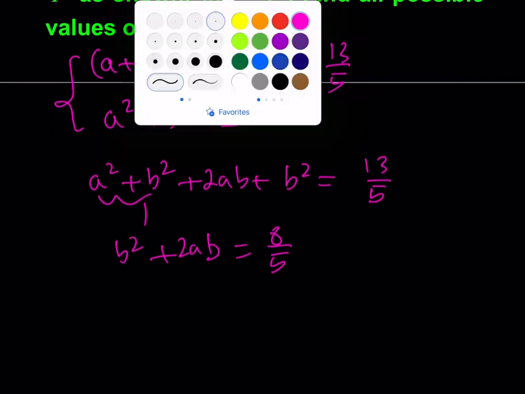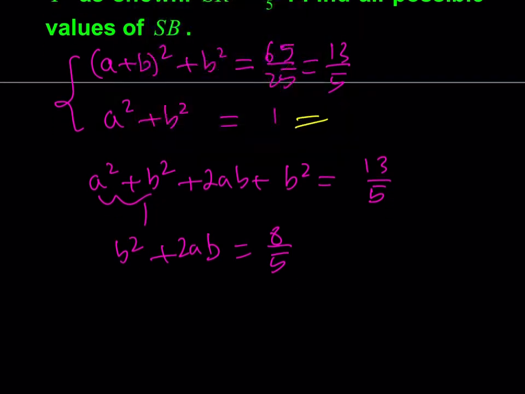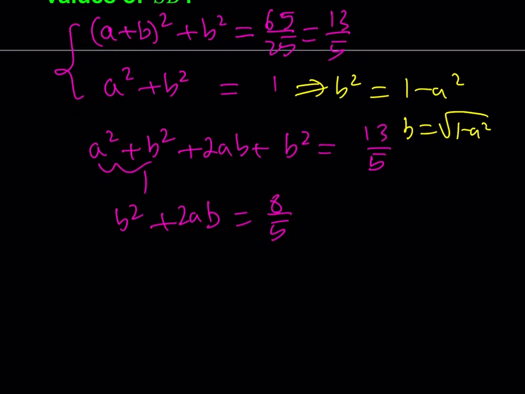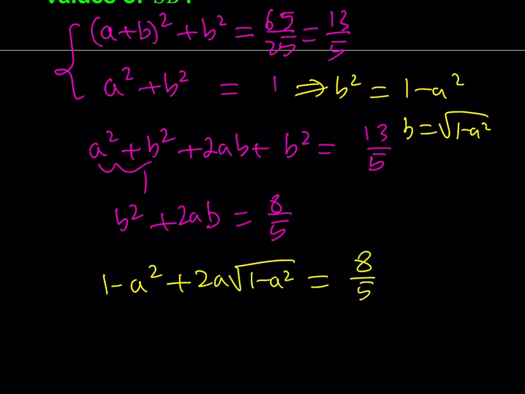And what I can do here is isolate B squared as 1 minus A squared, and B is going to be the square root of that. Okay, awesome. So let's do those replacements. I'm going to replace B squared with 1 minus A squared, and B with the square root of 1 minus A squared, and the whole thing is going to equal 8 over 5.